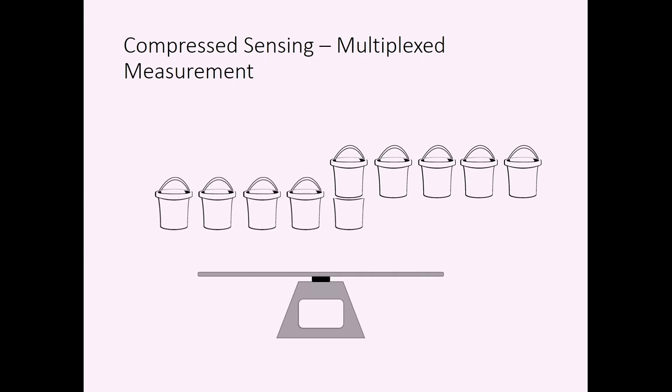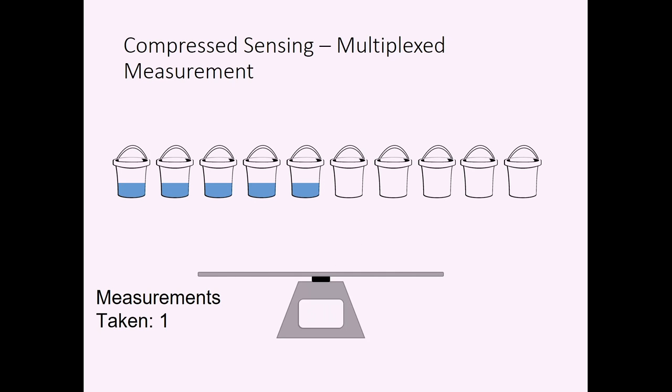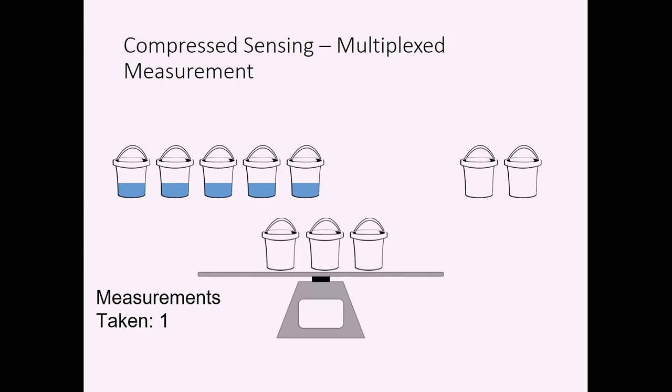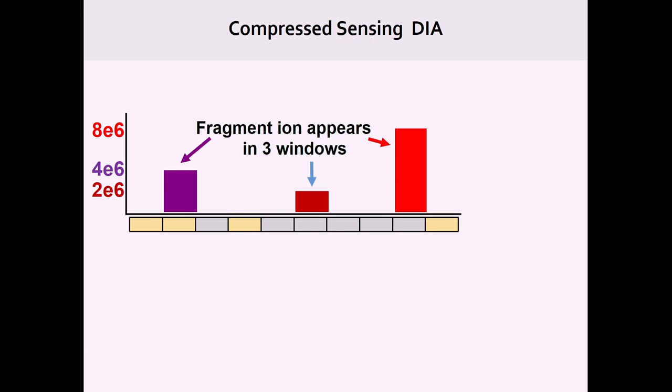What if we just said, look, we're going to measure these 5 buckets together. And we can say, okay, well, this is 5 times the 1 pound weight. That took one measurement. So we know that it's not present in that one. We measure this one, and we know it's got to be in those 3. And then we start to measure them individually. And we can now get this in about 3 measurements. So we started to think about this a while back, about whether or not we could do the same thing with data independent acquisition.